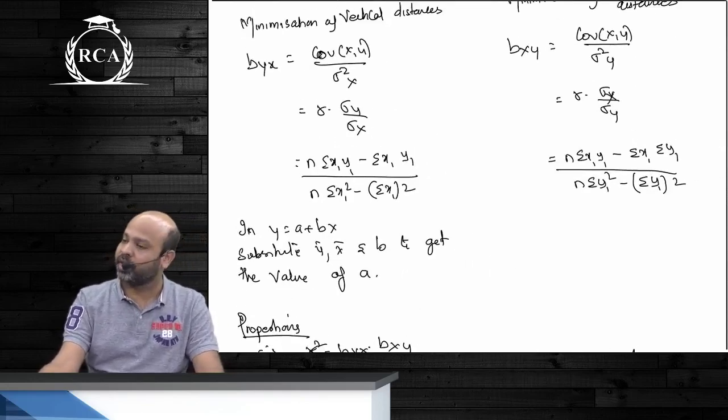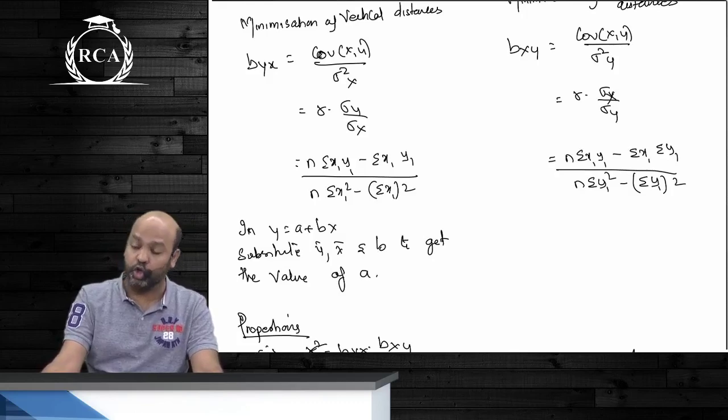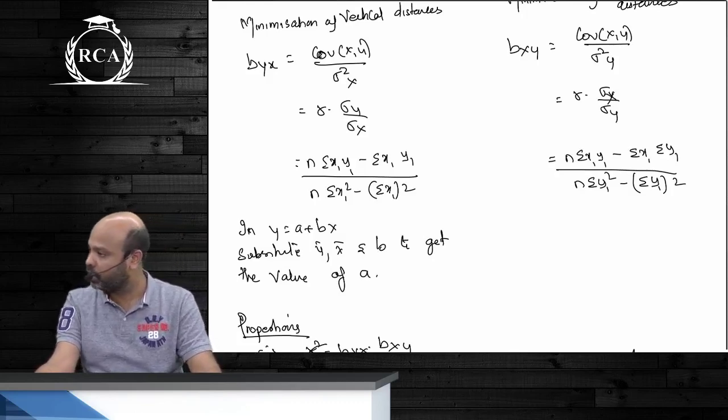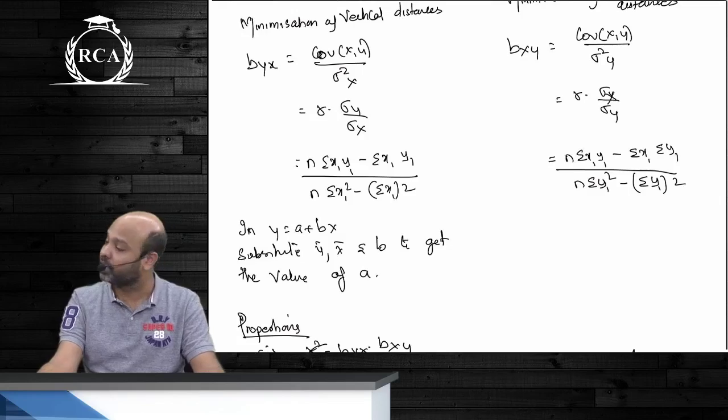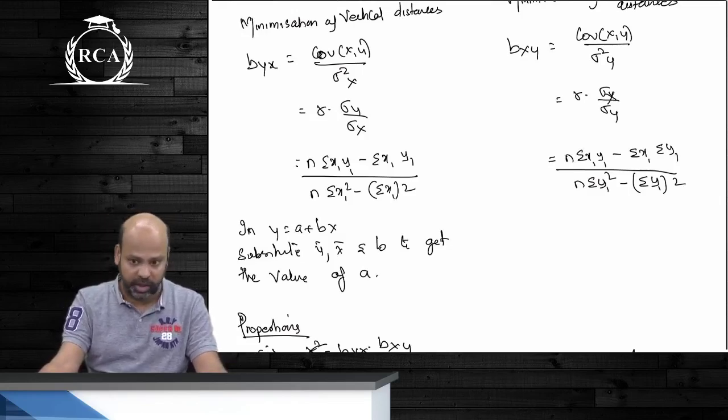Once you compute byx, you will have to substitute x bar, y bar and byx in y equals a plus bx in order to compute the value of a. To be clear, once you get the value of a, you have the regression equation, y is equal to a plus bx. The most important is formulas for regression equation and then the properties of regression equation.